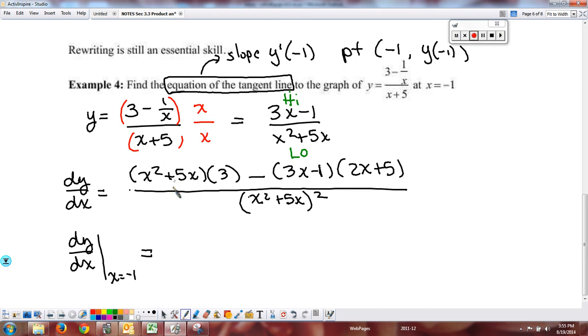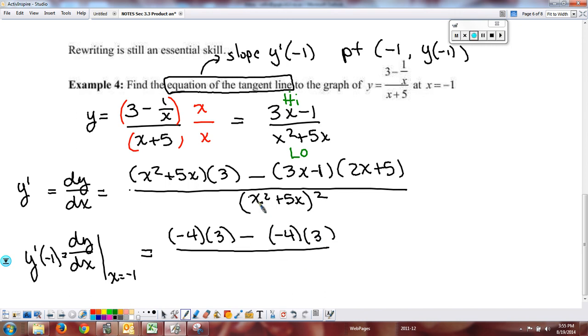Do not say this equals and put another equals and start plugging in. You've got to label what you're doing. I'm plugging in negative 1. If you wanted to, instead of using this notation, you could have done y prime and then called this y prime of negative 1. Either way, but you have to label that you're doing the derivative at negative 1. And then we just simply do some arithmetic. Negative 1 squared is 1 minus 5, negative 4 times 3 minus negative 3 minus 1 is negative 4. Negative 1, negative 2 plus 5 is 3.